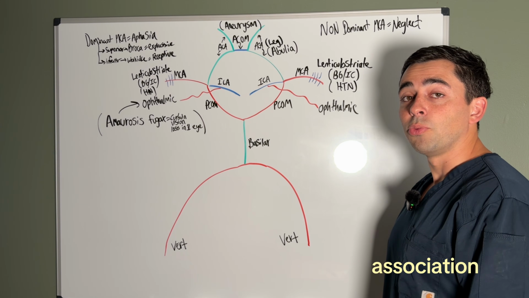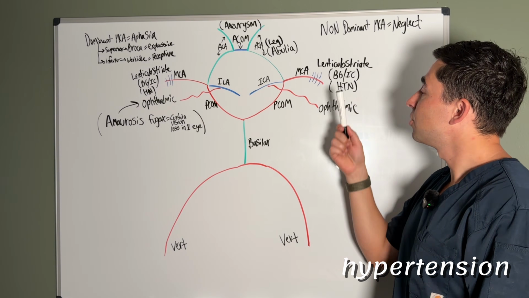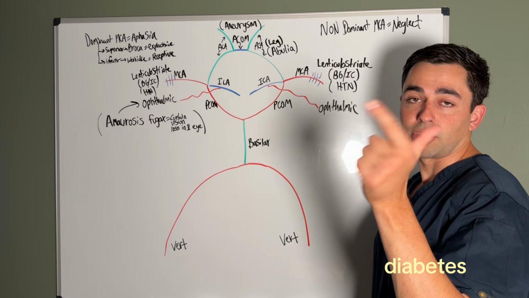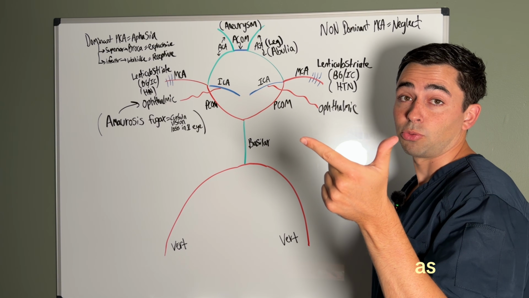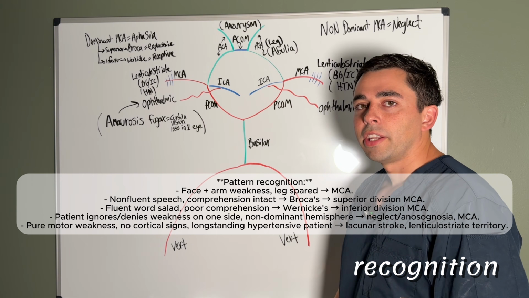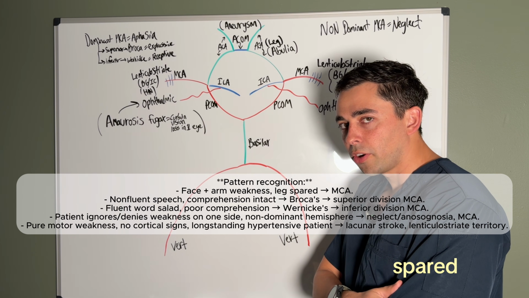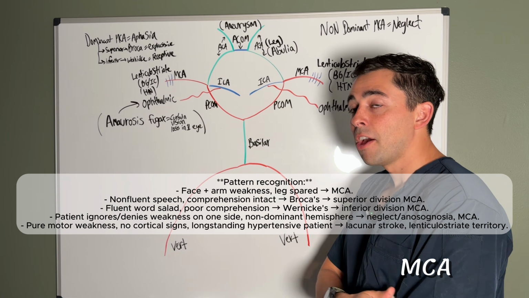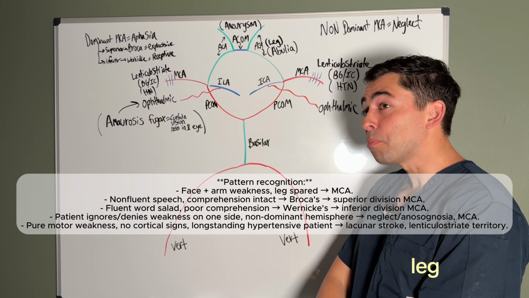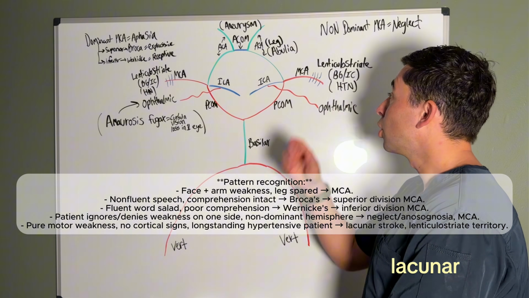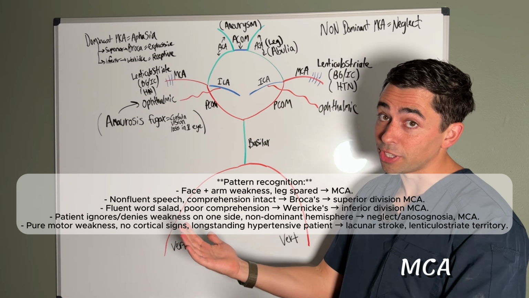The key association with lacunar infarcts is hypertension, but really diabetes and cholesterol also play factors as well. Okay, big picture pattern recognition. Face, arm, but leg relatively spared, think MCA. Face, arm, leg, purely motor, think lacunar from the MCA.